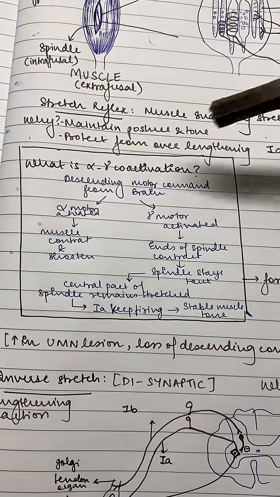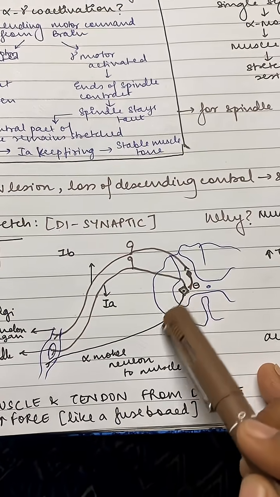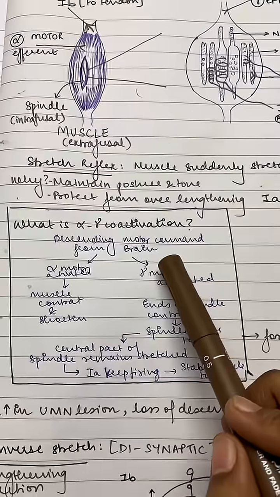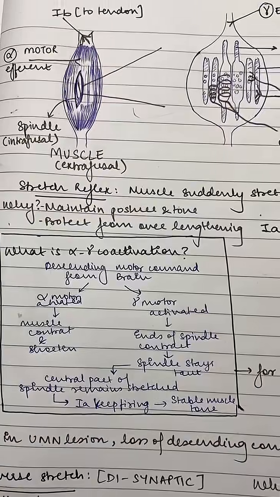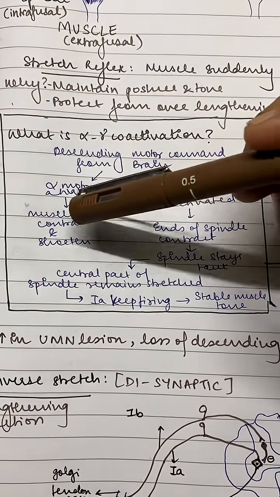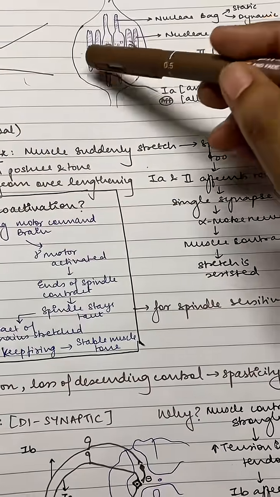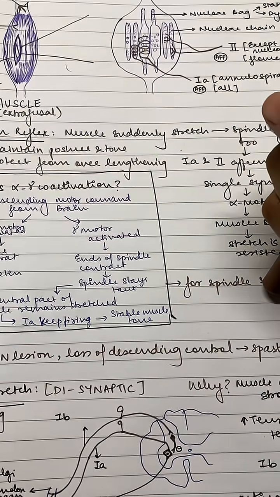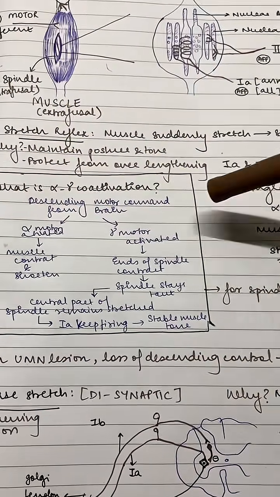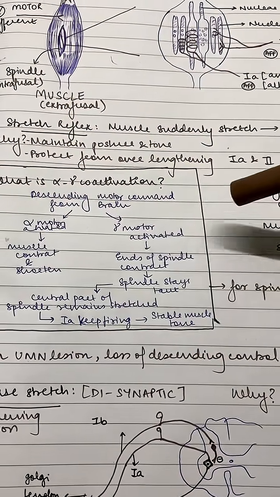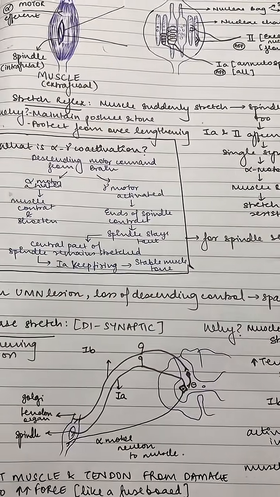Another little concept in this is alpha gamma coactivation. So this descending command that you get over here also goes to the gamma motor neurons, which innervate the contractile ends of the muscle spindle. So when alpha motor is activated, muscle contracts and shortens. When gamma motor is activated, the ends of the spindle will contract. So this middle part will stay taut and stretched so that these type 1A fibers keep firing and the muscle tone is maintained and stable. This can be used to explain spasticity and rigidity, and if you want, I can make a video on that.